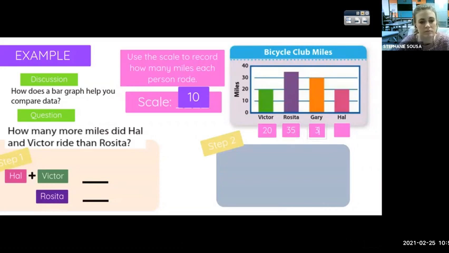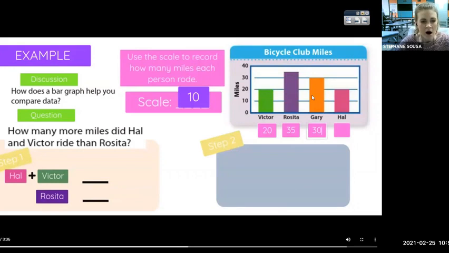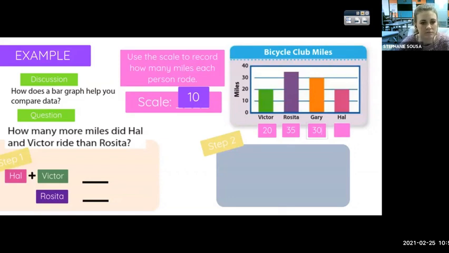And I remember that earlier, I already noticed that Victor and Hal, these two were the same. So if Victor was 20, Hal is also going to have 20 miles. My question over here is a two-step question. How many more miles did Hal and Victor ride than Rosita? So this is 2 people compared to 1 person.